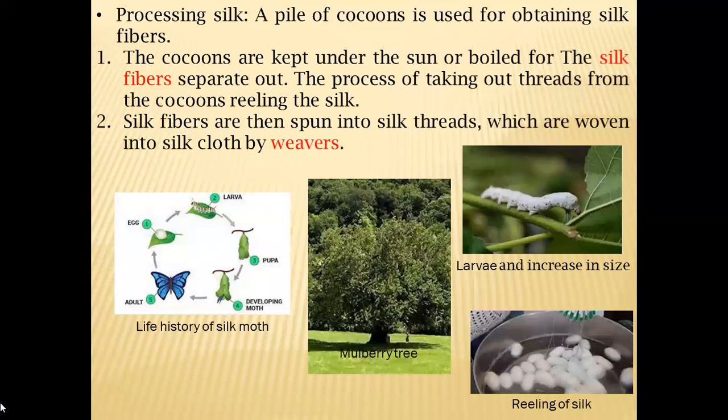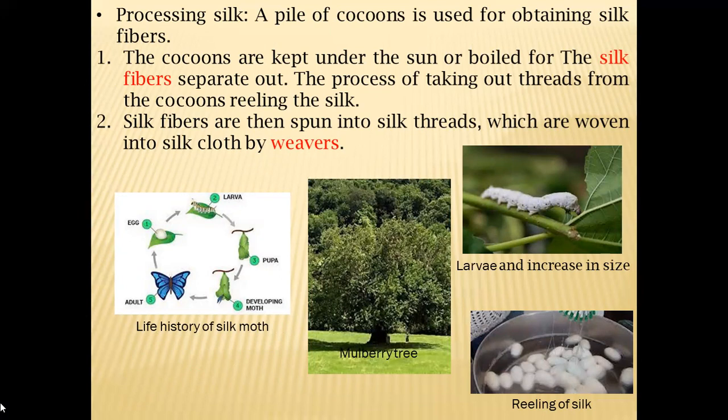Okay, then next, this will be the last slide, children. Processing of silk. After rearing them, you need to extract silk from them, right? A pile of cocoons is used for obtaining silk fiber. Many cocoons are used for obtaining silk fibers.